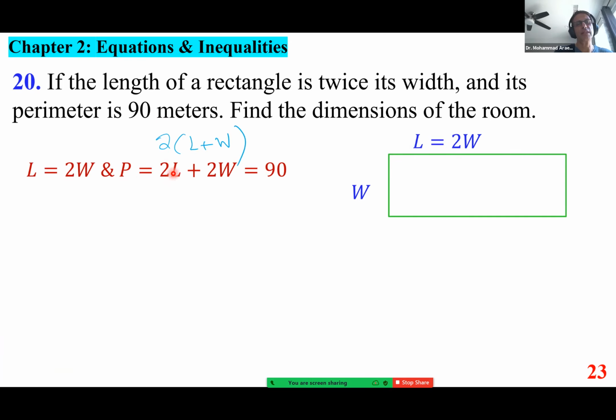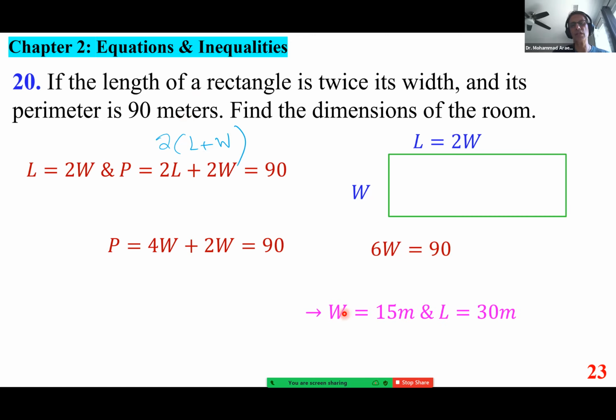We are going to replace the L with 2W. So 2 times 2W gives us 4W. 4 and 2, 6W is 90. And if we divide by 6, the width becomes 15 meters. And if the width is 15, the length is 2 times that, it's 30 meters. The width is 15 meters, the length is 30 meters.